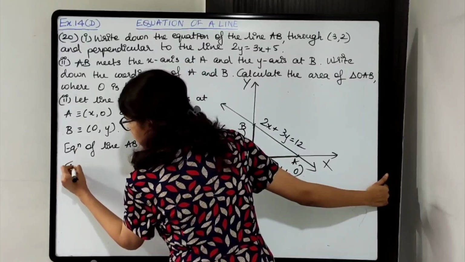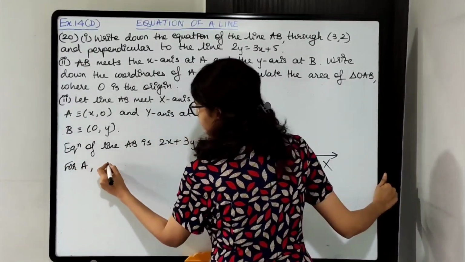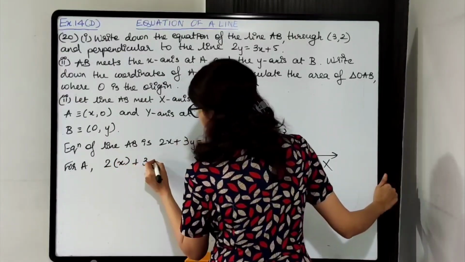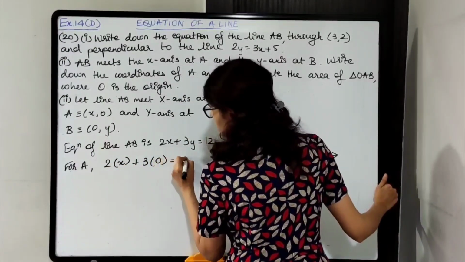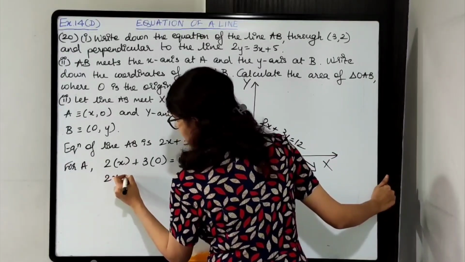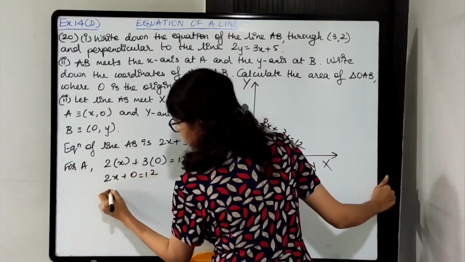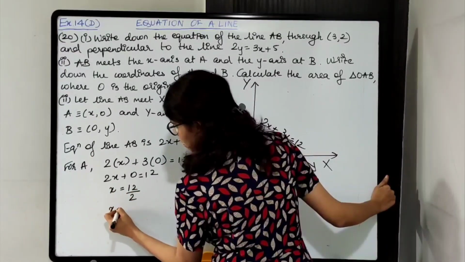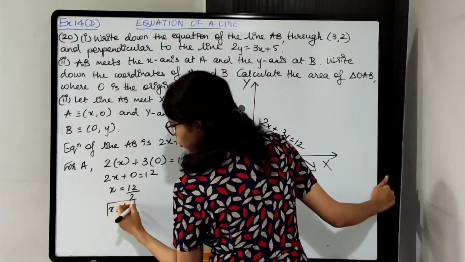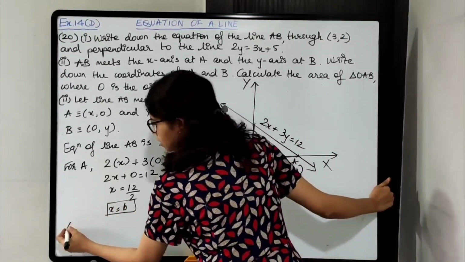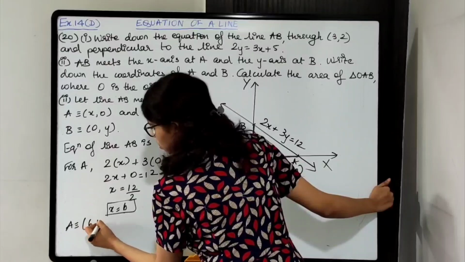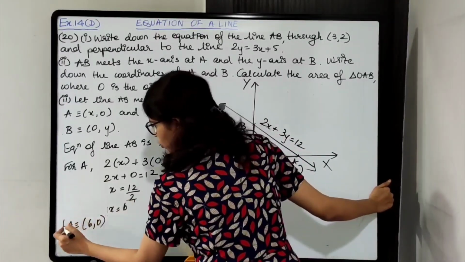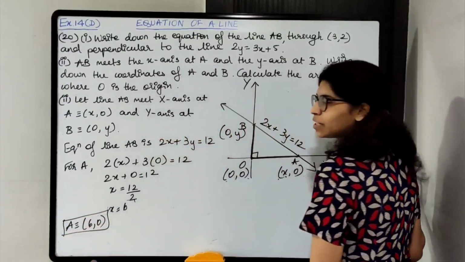So for A first, we know that 2 into x plus 3 into 0 will be equal to 12. So 2x plus 0 is 12, that is x will be equal to 12 upon 2, that is x will be 6. Okay, so we got x, that is A is 6, 0. Okay, box this, actually A को box कर दो. We got the coordinates of A.